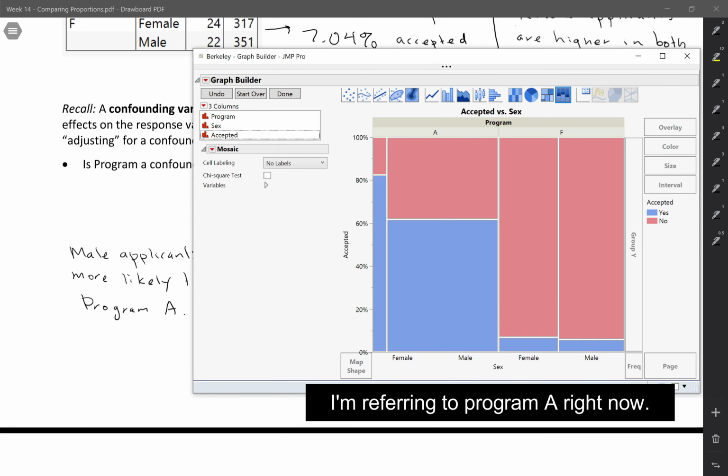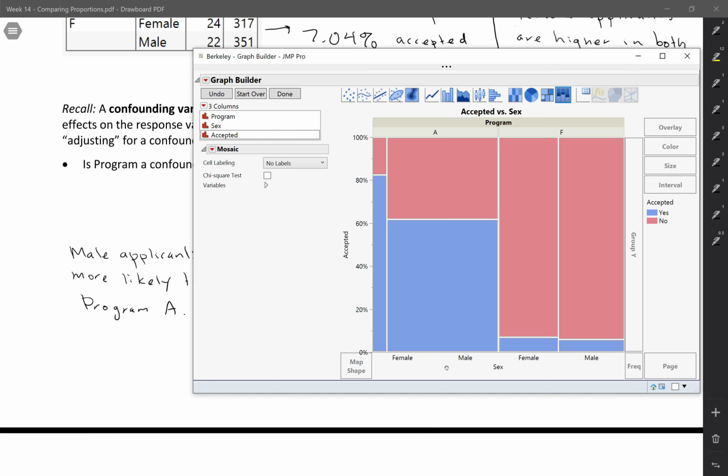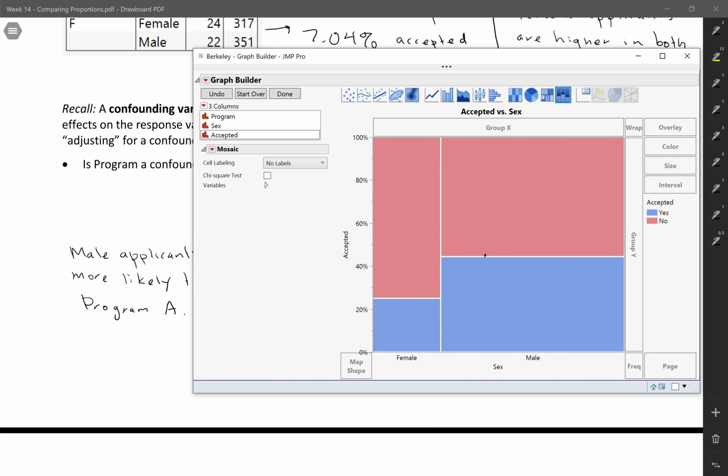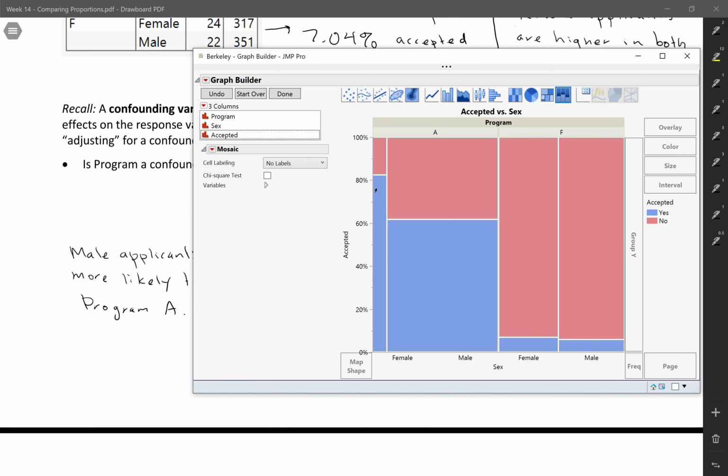So even though the acceptance rate is higher for female applicants, the number of male applicants who are accepted is much larger because there were just way more male applicants in the first place. And if we put this together with program F, we can see that the overall number of male applicants who were accepted is much larger, because if we combine the area of accepted males for program A and accepted males for program F, that's going to be much larger than if we combine accepted females for program A and accepted females for program F. So when we excluded program, we could see that overall the acceptance rate for males was higher than for females, but after we adjusted for program, it reversed. Then the acceptance rate was higher for females within each program.